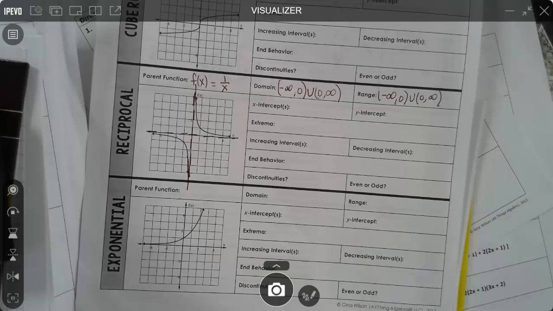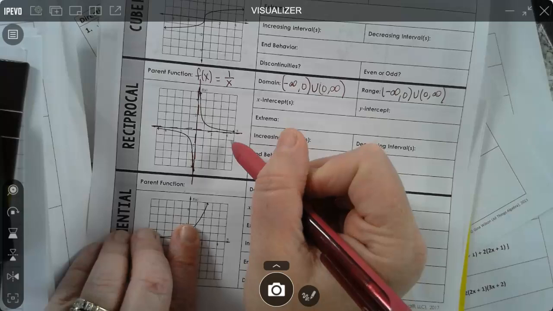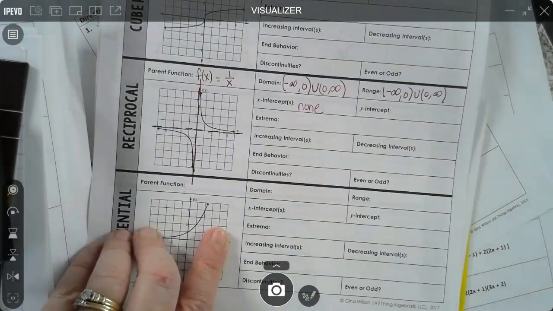All right, x-intercepts. None. If there's an asymptote there, it can't cross. X-intercept means it crosses the x-axis, but there's a boundary keeping me from crossing, so I can never cross, so it's none.